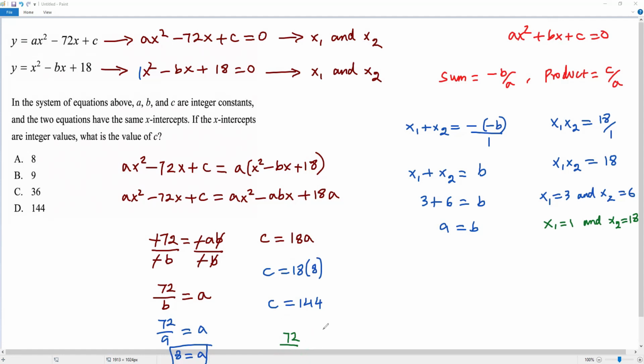Okay, so here I considered all possible values for x1 and x2. Only for these values, x1 equals 3 and x2 equals 6, I am getting a positive integer value for c, that is 144. I find this 144 in answer choice D. So the correct answer choice for this question is D.